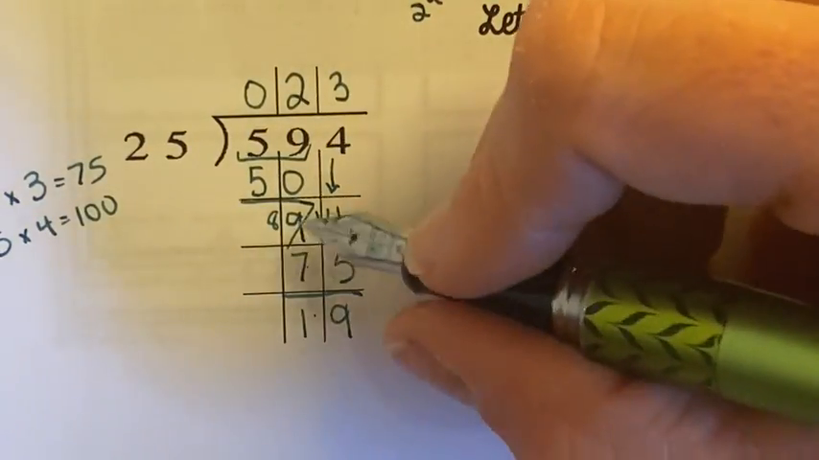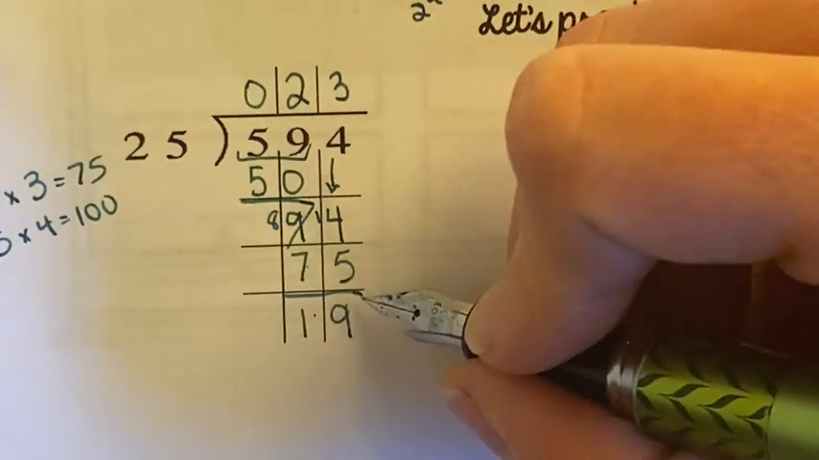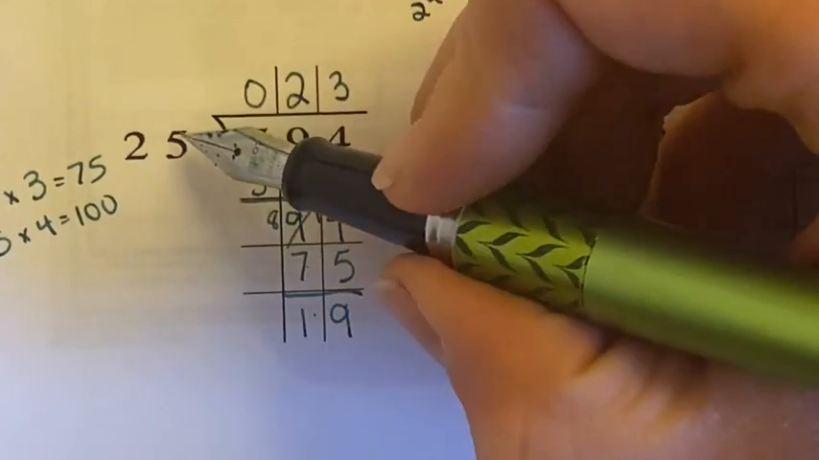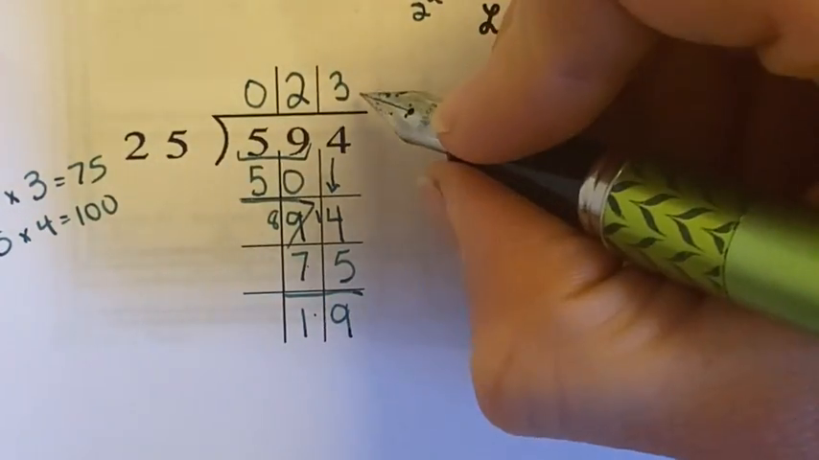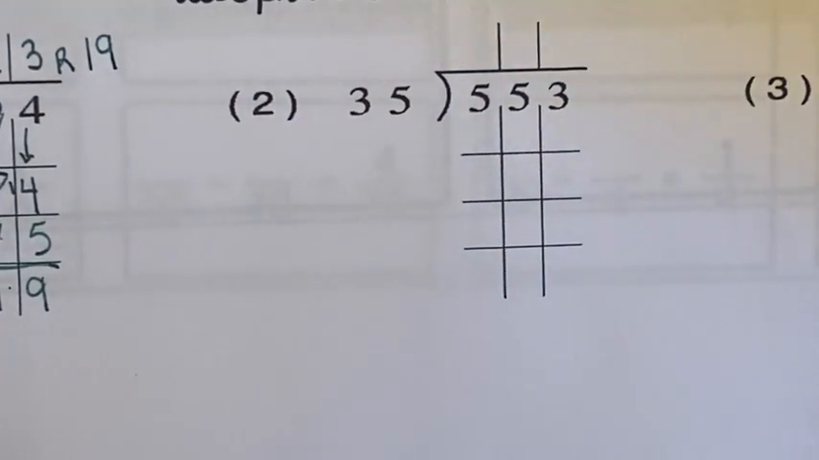By looking at 94 is almost 95. 95 subtract 75 is 20. And then one more or one less would be 19. So that is my remainder. I cannot fit 25 into this 19. So I write remainder 19. All right, on to the next one.